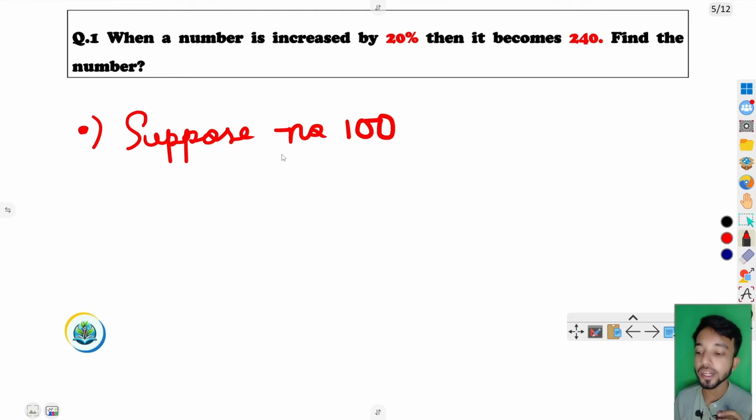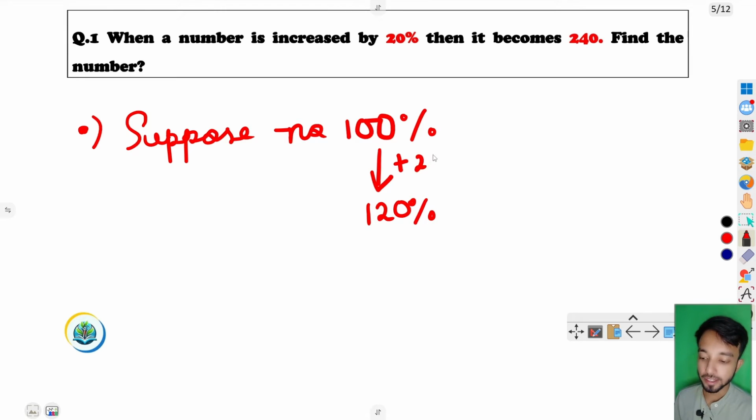According to the question, the number is increased by 20%. We have taken the number as 100%, and it is increased by 20%. So what will we get? 120%. Why? Because the number is increased by 20%. Initially the number was 100, we assumed that, and now we are increasing it by 20, so the number becomes 120%.